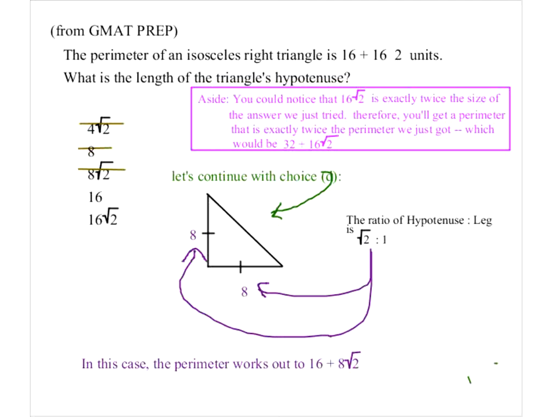Okay, if we put in choice D, then that gives us 16. That means these are no longer 8. These are now 8 square roots of 2. We got to figure that out. This time we've got to do a little bit of math to figure this out. We have to divide, because the ratio is still square root of 2 to 1. So we're going to have to divide by square root of 2 to figure out that side. So 16 divided by square root of 2.